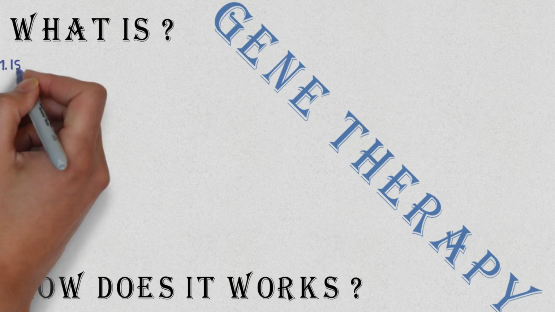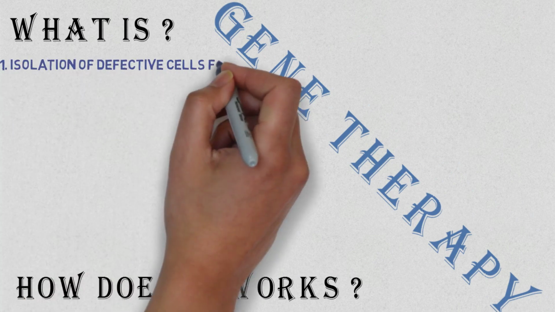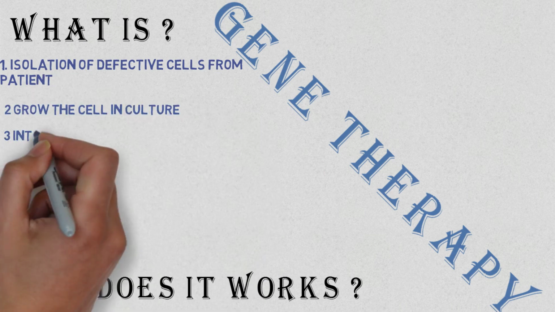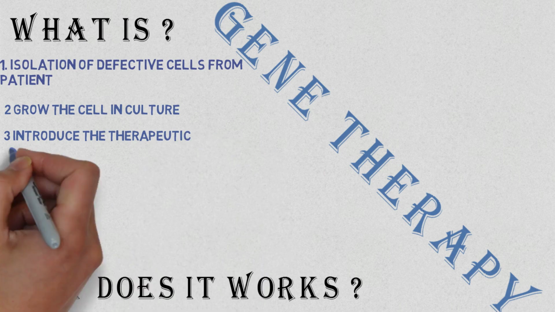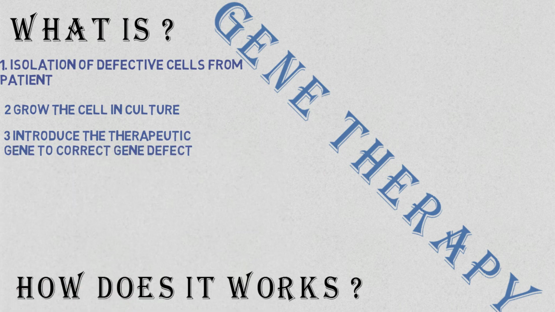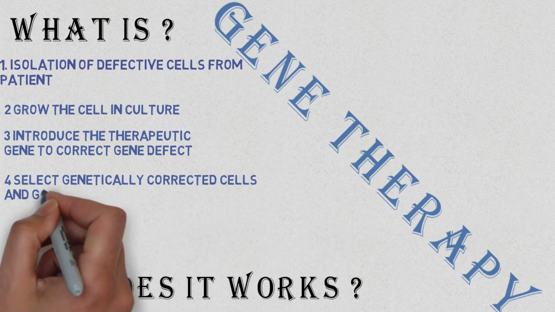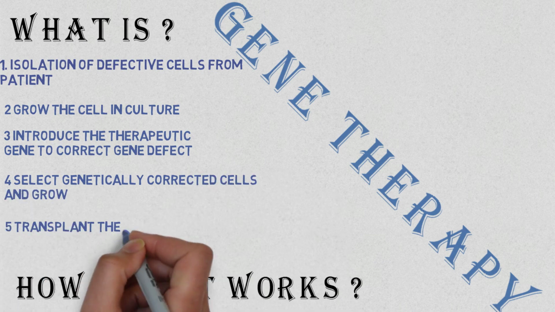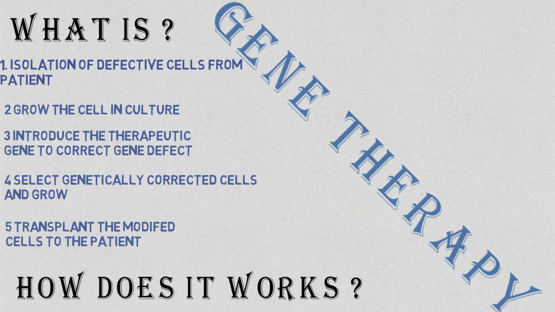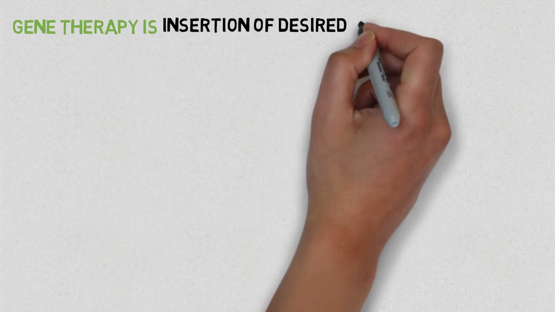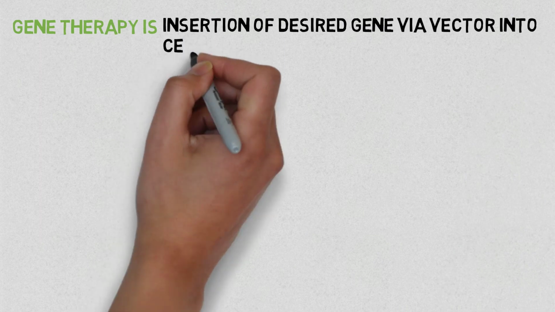Let's see. The isolation of the defective cells from the patient and growing the cells in culture. Introduce the therapeutic gene to correct the gene defect. Select genetically corrected cells and grow them, and transplant the modified cells to the patient. Gene therapy is the insertion of the desired gene via a vector into the cell to treat the disease.